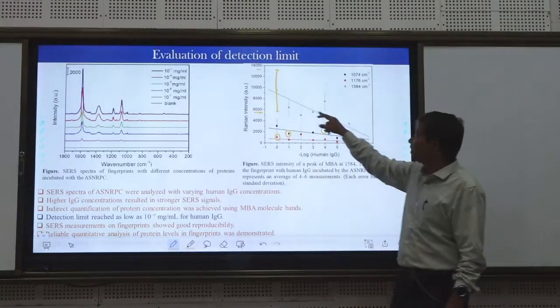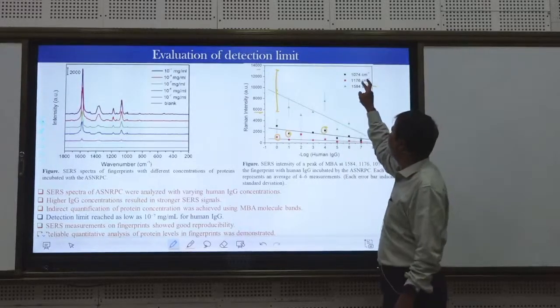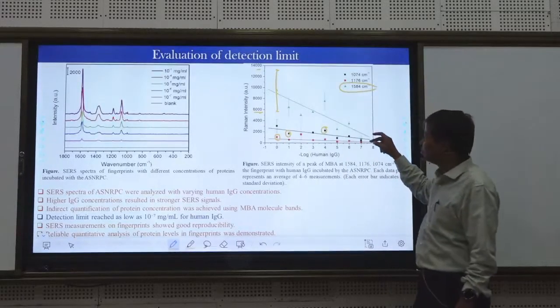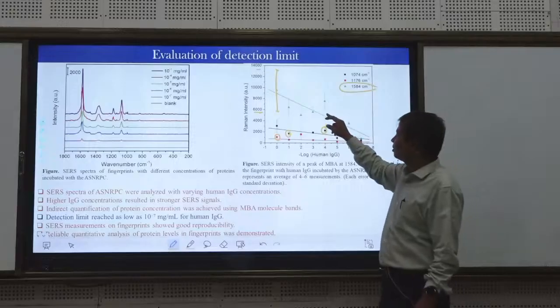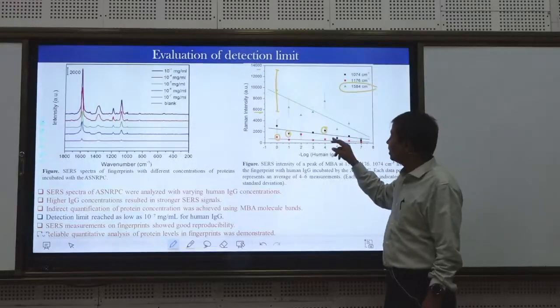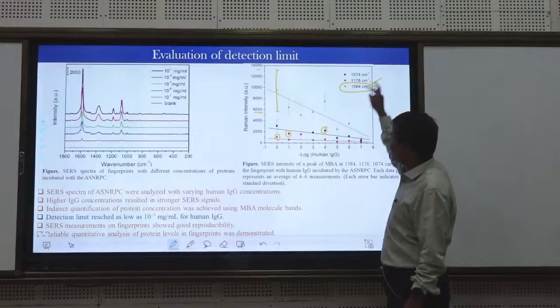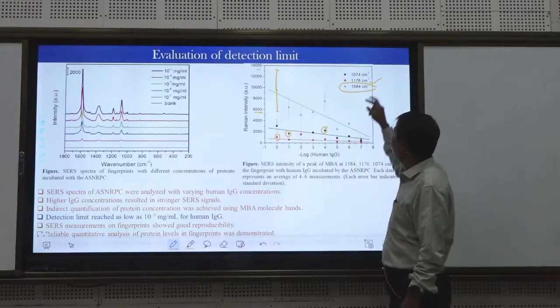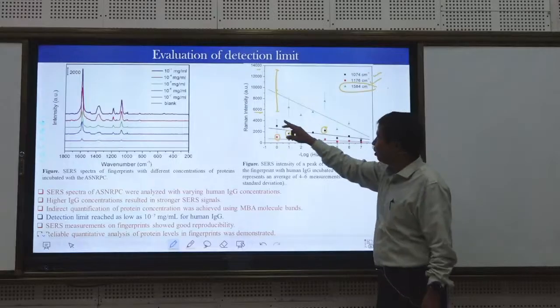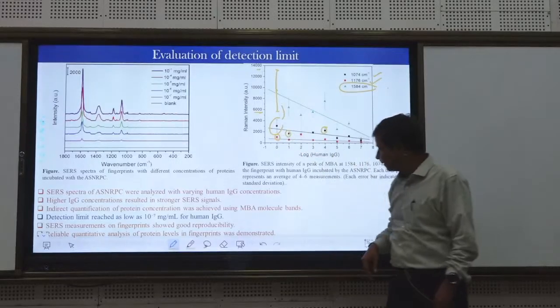So the green line error bar, that means when you are using this frequency to detect, the error bar is very small. Maybe that's why detecting with this frequency is better, because this error bar is very small, and this is also quite a lot better than this one.